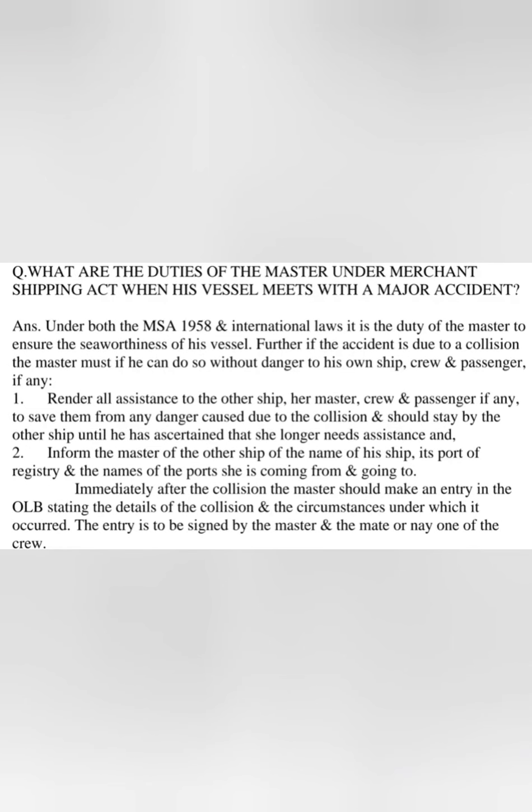Another question that may be asked in the orals is, what are the duties of a master under MSA when the vessel meets a major accident? Under both MSA and international law, it is the duty of the master to ensure the seaworthiness of his own vessel. And if the accident is due to collision, he should follow the same procedure as mentioned in the previous question, which is first ensuring the safety of his own ship, then rendering assistance to the other ship, and then informing the master of the other ship of the port of registry, last port of call, and next port of call, and then making the required official logbook entries.